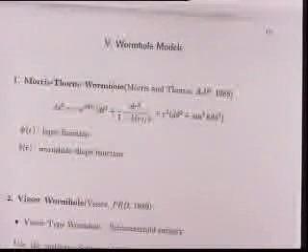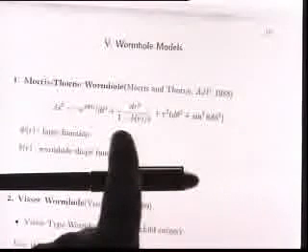Now I show you some wormhole models. The first one is the Morris-Thorne type wormhole. It is a very simple type. As here, the phi is the redshift function, and B is the wormhole shape function. So if we put some form of the function B(r), then we can set up the wormhole model.